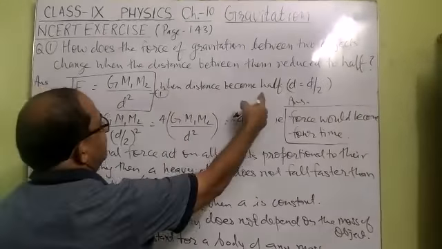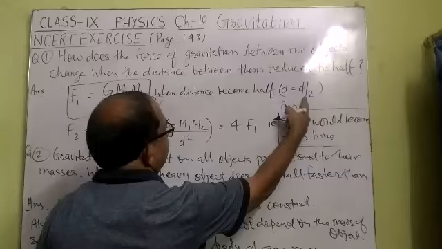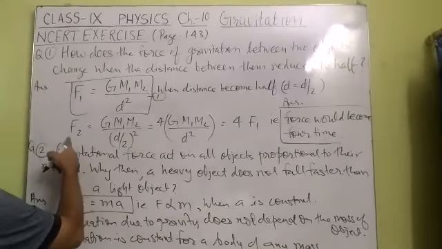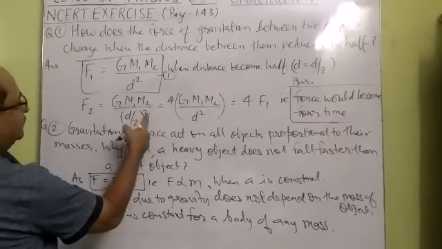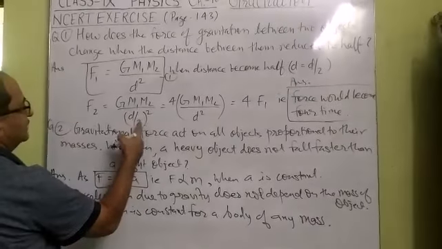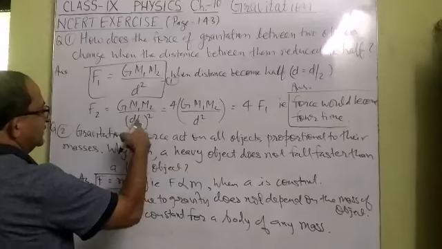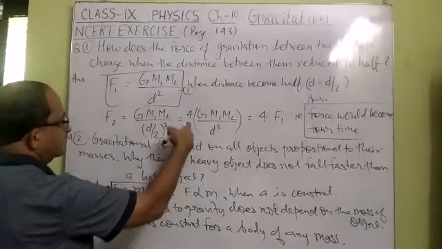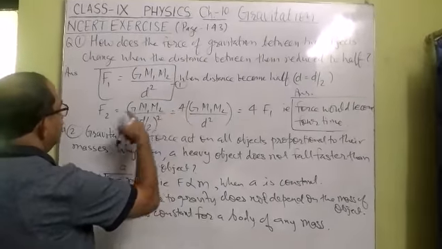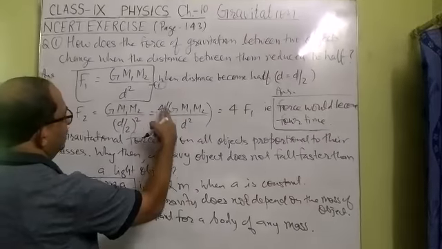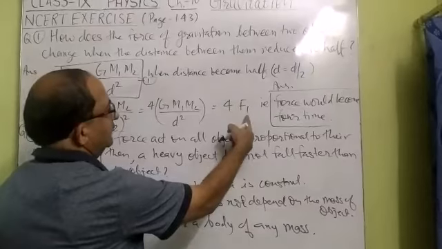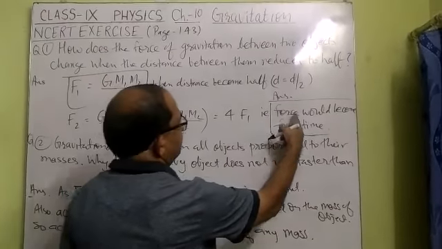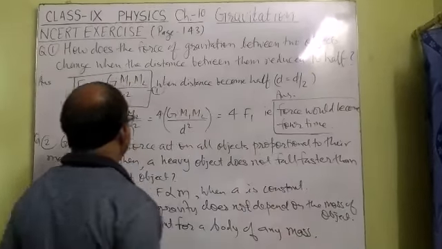But when the distance becomes half, instead of d we have to write d by 2. In this case, the new force F2 will be equal to G m1 m2 upon (d by 2) whole square, and (d by 2) whole square is d square by 4. So when we write in the denominator d square by 4, this 4 will come in the numerator, and the new force F2 becomes 4 times of G m1 m2 upon d square, means 4 times the original value. So the answer is, force would become 4 times the original value.